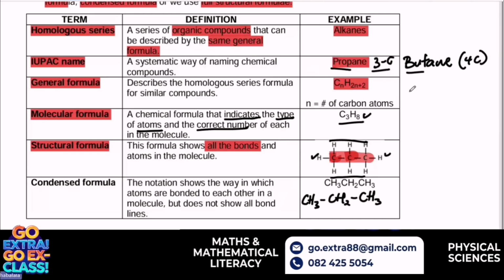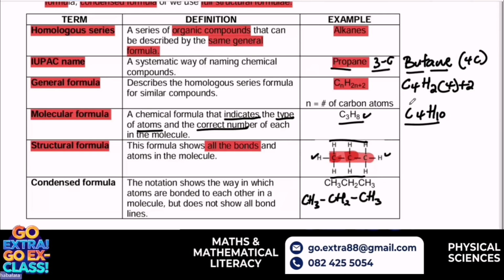So what would be the molecular formula? We can use the general formula, because butane belongs to the same group as propane, therefore it has the same general formula as propane. So we can use C_nH_(2n+2). Remember, it depends on the number of carbons. Butane has 4, so we use 4. For hydrogen, we say 2 times n, where n is 4, close the bracket, and then plus 2. If we simplify that, we get C4H, then 2 times 4 is 8, plus 2 gives us 10. So this is the molecular formula.